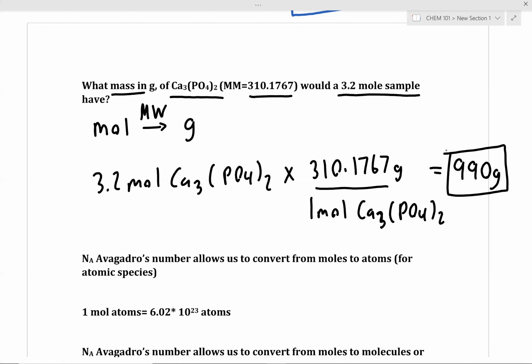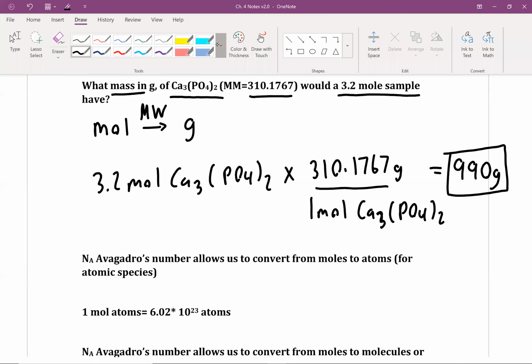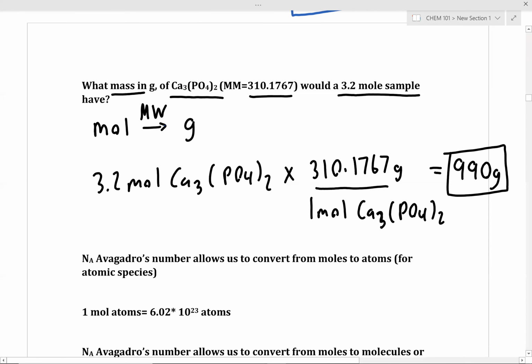Yes, exactly right. The reason why this answer has been rounded to 990 is because our input has how many sig figs? 2. So how many sig figs should our output have? 2. Exactly.